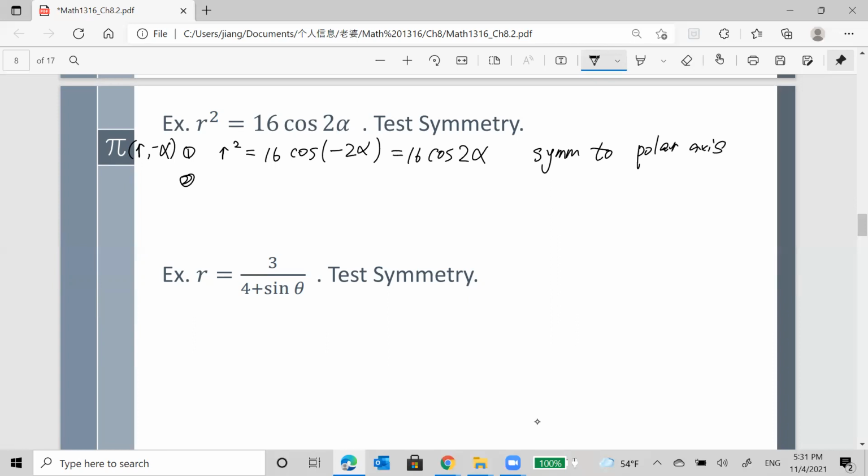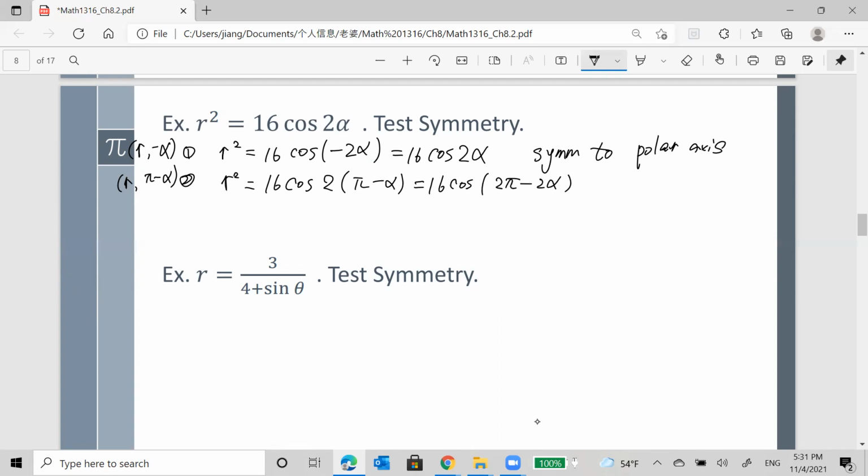And then second test, let's see, r at pi minus alpha. So r squared equals 16 cosine, 2 outside. Alpha is replaced by pi minus alpha. We always make this mistake. So 16 times cosine, I can distribute the 2 inside, 2 pi minus 2 alpha.